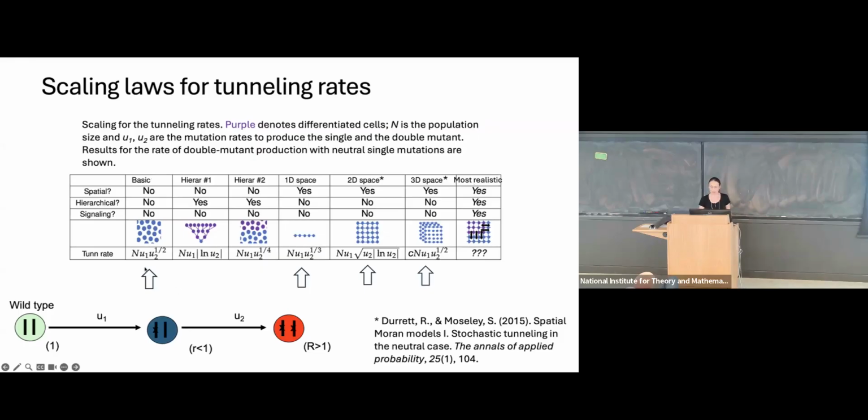The arrows indicate different cases. So this is no space, 1D, 2D, 3D. These results are due to Durrett. So we have this beautiful correspondence between the speed of evolution and dimensionality. The fastest happens in 1D. Here. This is the fastest. If you increase dimensionality, it goes a bit slower, and the slowest is mass action. So I love this result.